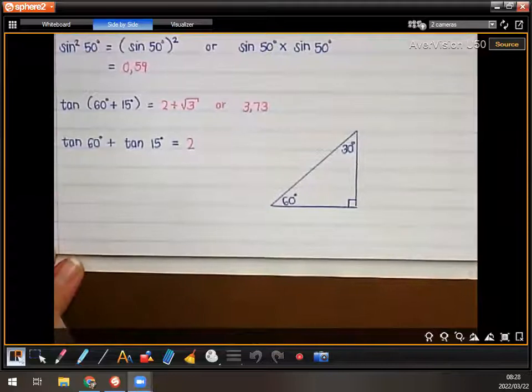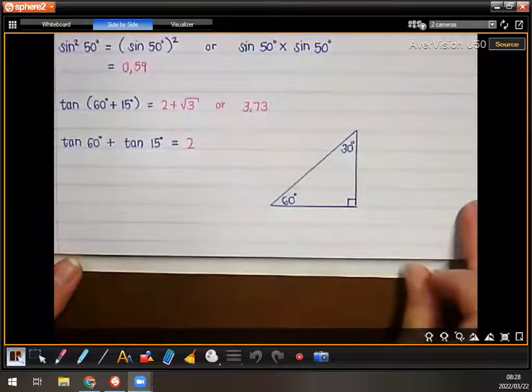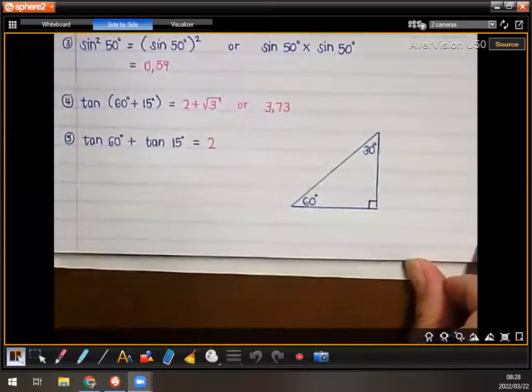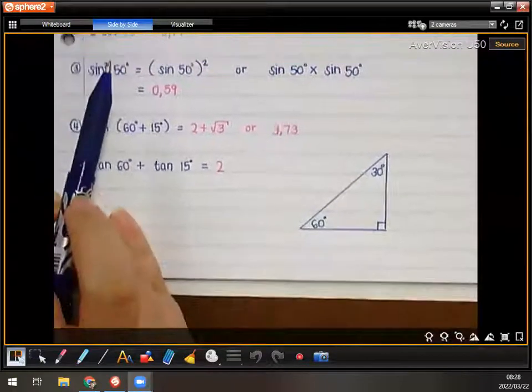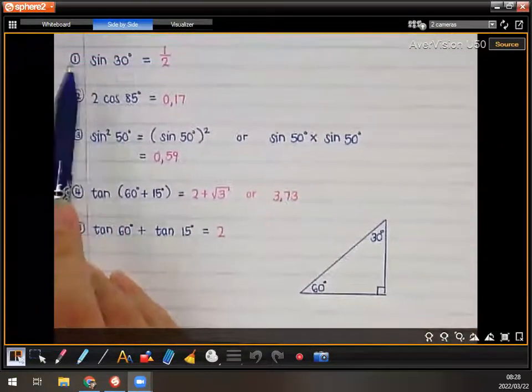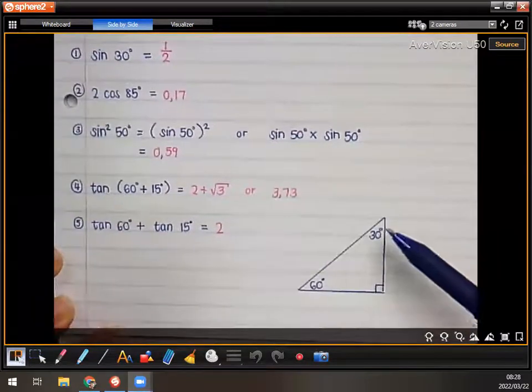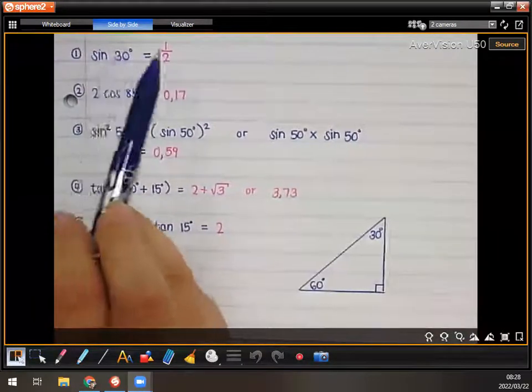Do we agree with that? If we add these three angles together, they do add up to 180. And as we remember from that first note, I think we wrote down that these trig ratios only work in right angle triangles. That's why I put the 90-degree angle in there and 60. Now guys, if we take, for example, what was our first answer? Sine 30. There we have a 30-degree angle. Sine of 30 was a half.